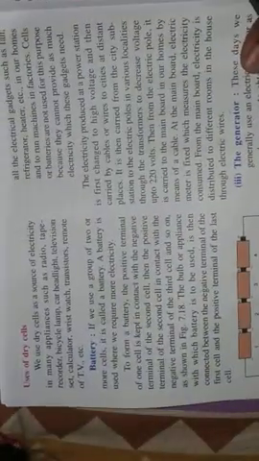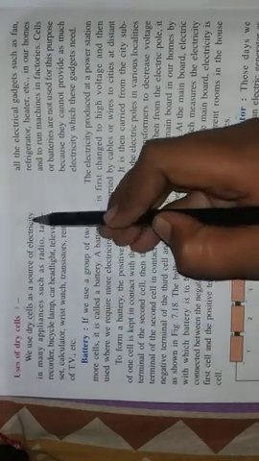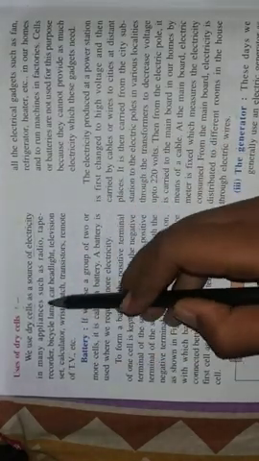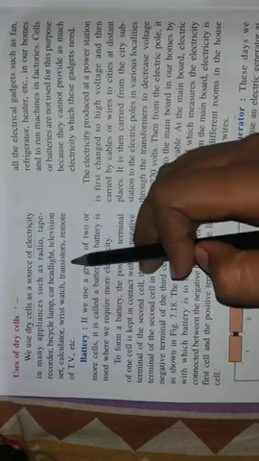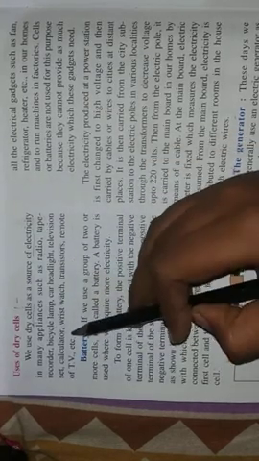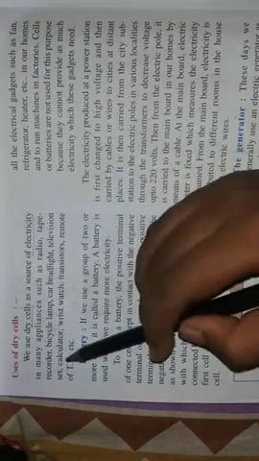Yes, use of dry cells. What are the uses of dry cells? See, we use dry cells as a source of electricity. How? In many appliances such as radio, tape recorder, bicycle lamp, car headlight, television set, calculator, wristwatch, transistors, remote of TV, etc. These things you know.